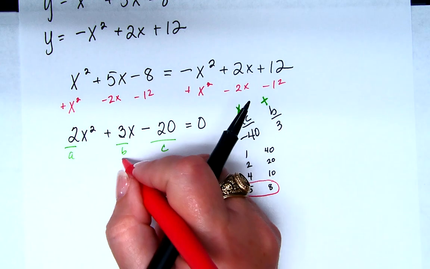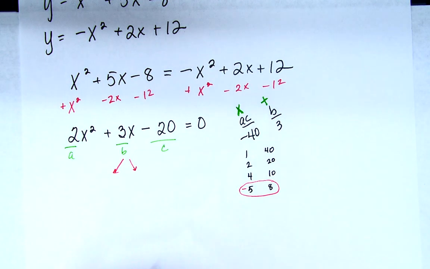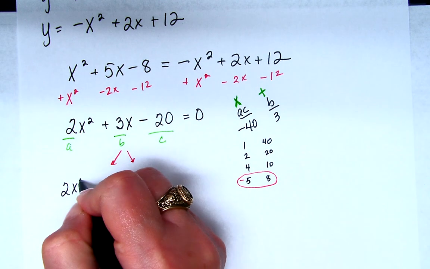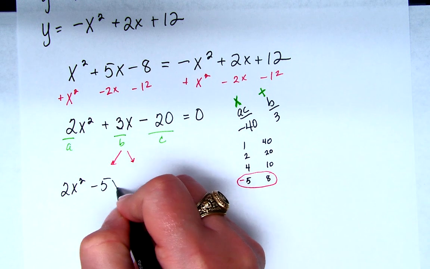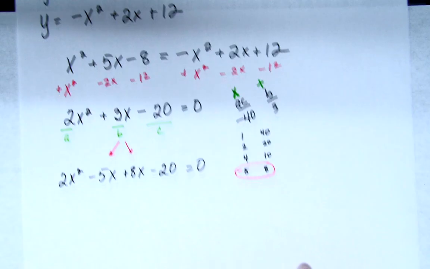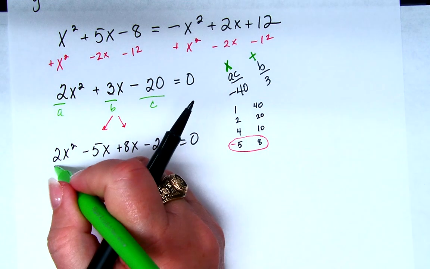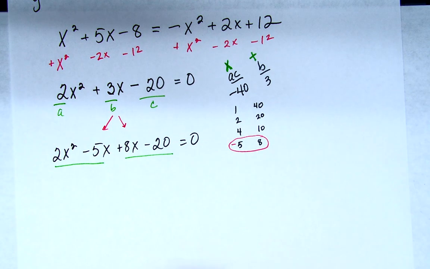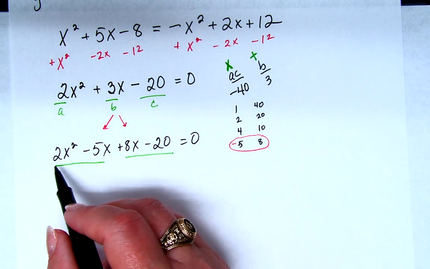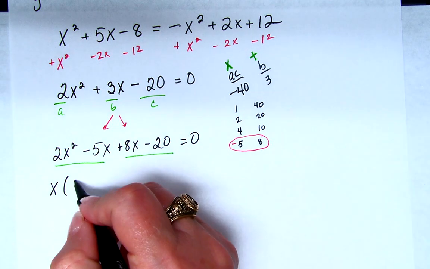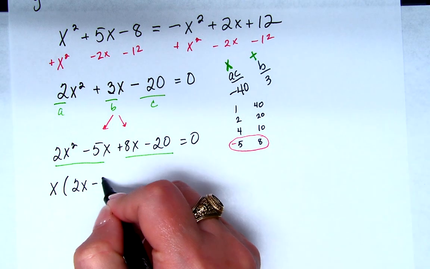So then I need to rewrite my problem and split my middle term into those two parts that I just found. So 2x squared minus 5x plus 8x minus 20 equals 0. And now we are factoring by grouping, because there's 4 terms. Do you remember this? Starting to come back to you. Okay. What's common in the first 2 terms? An x. If I take an x out, what's left? 2x minus 5. Very good.